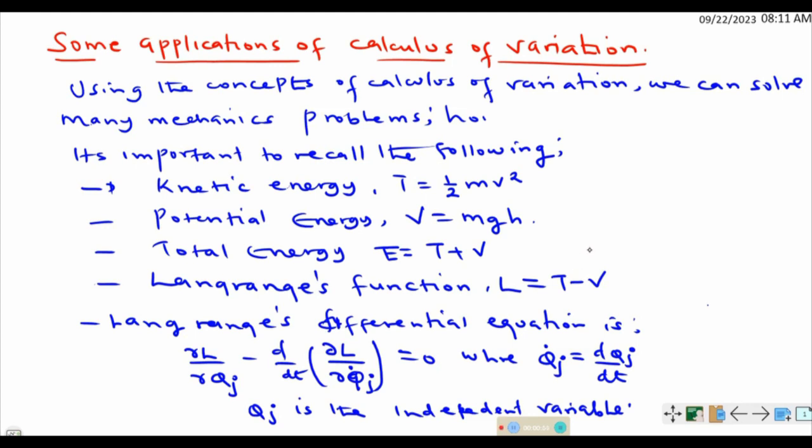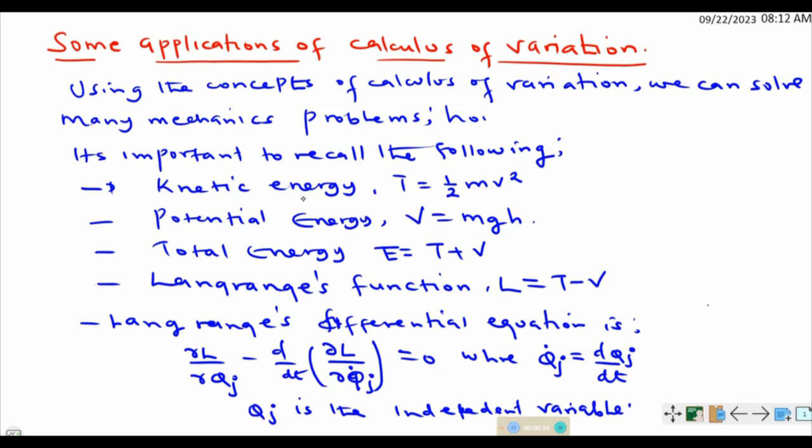So today we shall look at some of the applications of calculus of variation. As we have got a good foundation of calculus of variation, let us look at some of the problems that can be solved by the concepts of calculus of variation. And among these, we shall be using some of these important notations.